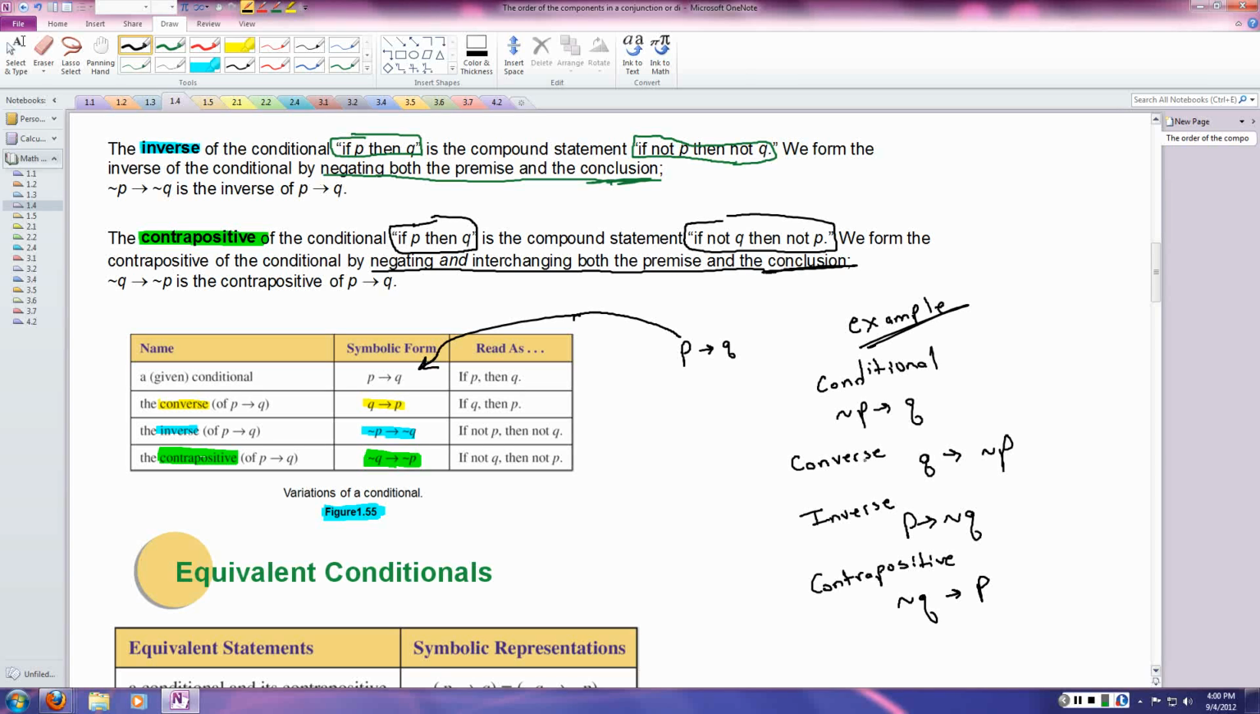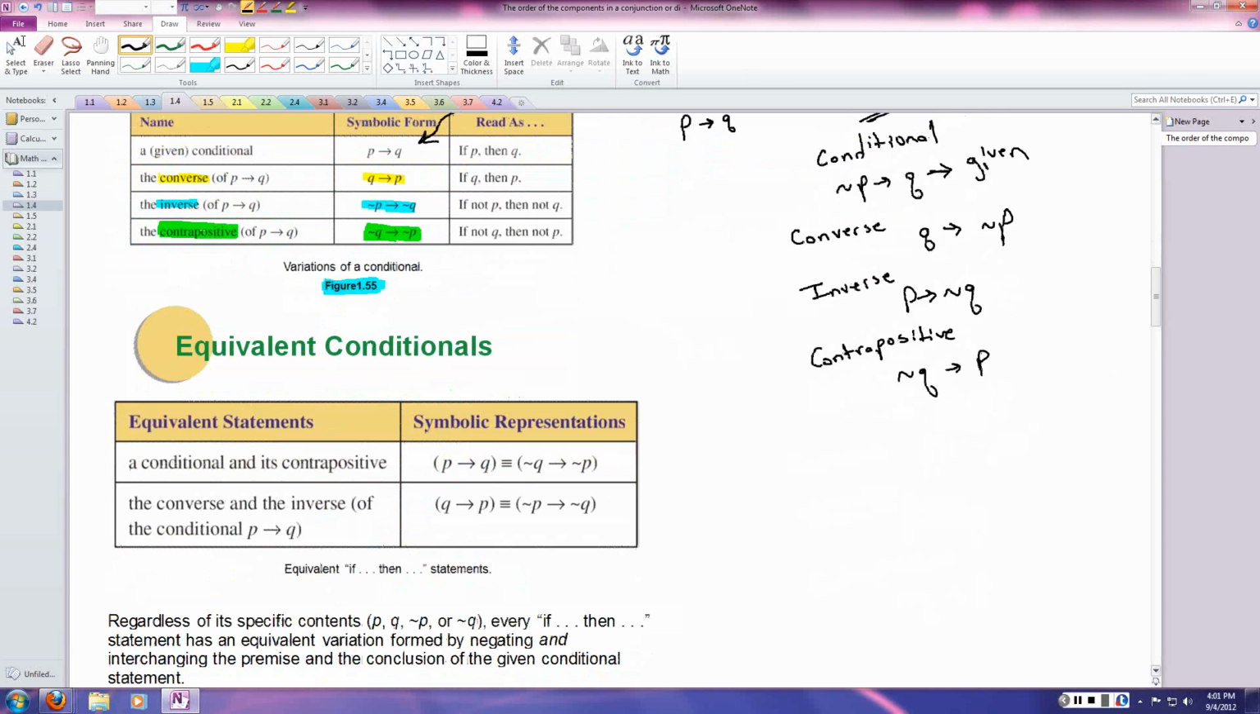If you're looking for the converse, you flip the order of your premise and your conclusion. If you're looking for the inverse, you negate your premise and you negate your conclusion. And if you're doing the contrapositive, you do both. You flip them and you negate them from the original. So this is the original conditional. This will be given, or you'll have to find it by writing it in the statement. And I'll do some examples of that.